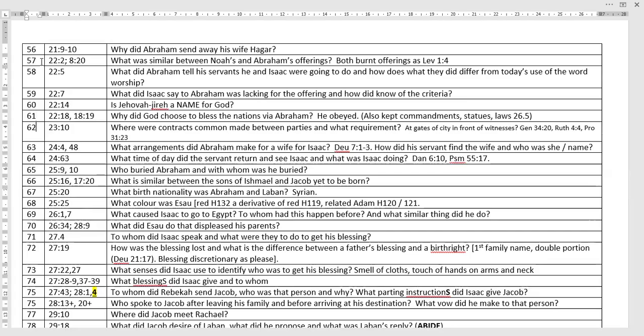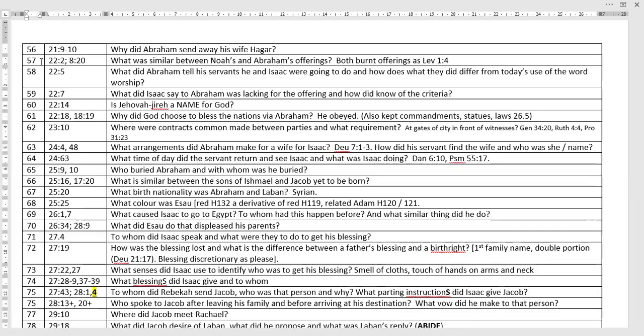Question 62. Where were contracts commonly made between the parties and what were the requirements? You'll see at the gates of the city in front of witnesses. You can see Genesis 23, verse 10, and you see this with the story of Ruth, and also in Genesis chapter 34, verse 20, and Proverbs 31:23 with the virtuous woman, her husband. He was an elder and he sat at the gates.